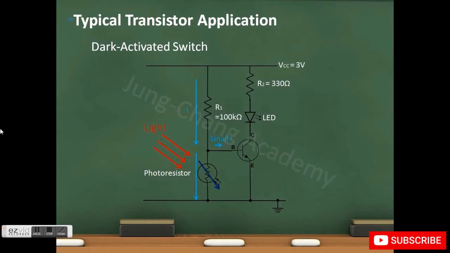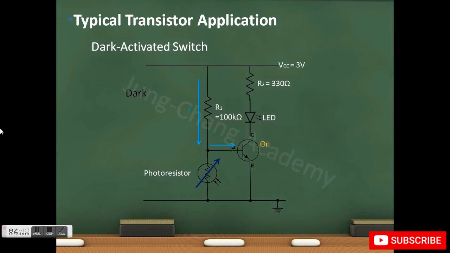Only a very small fraction of current is flowing to the base of the transistor, which is not enough to turn on the transistor. Therefore, no current will flow through the collector-emitter junctions, and the LED will not light on. In the dark, the resistance of the photoresistor starts to increase dramatically, causing most of the current to flow to the base of the transistor, which turns on the transistor.